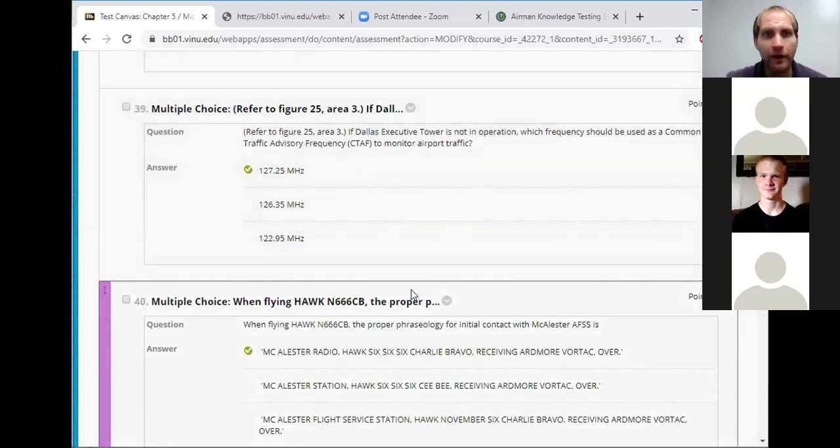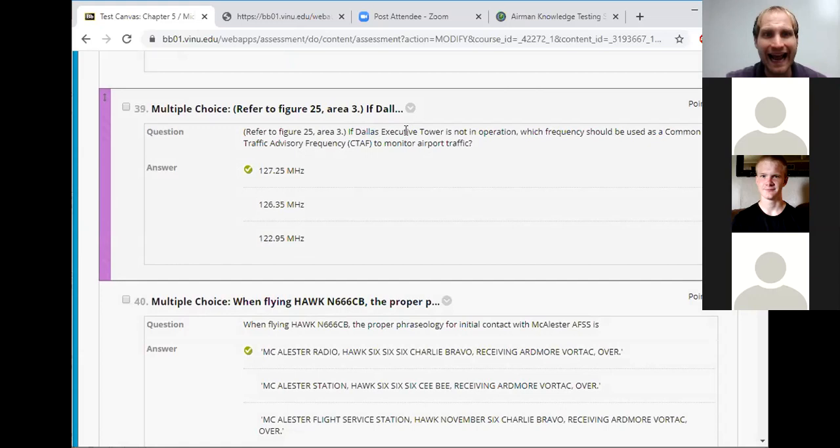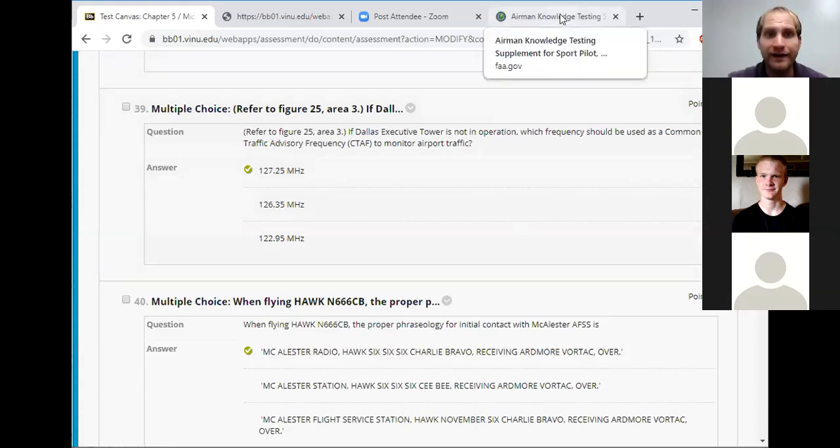Oh, we got a good figure question. We're going to be checking out Dallas Executive Tower, but the tower is not in operation, so it sounds like it's a Delta airspace, and the tower went to bed at night. They're asking, what frequency should we use as the CTAF, Common Traffic Advisory Frequency, if we want to monitor, listen to, communicate with the airport traffic pattern? So we're going to check out Figure 25, Area 3. We're looking for Dallas Executive.